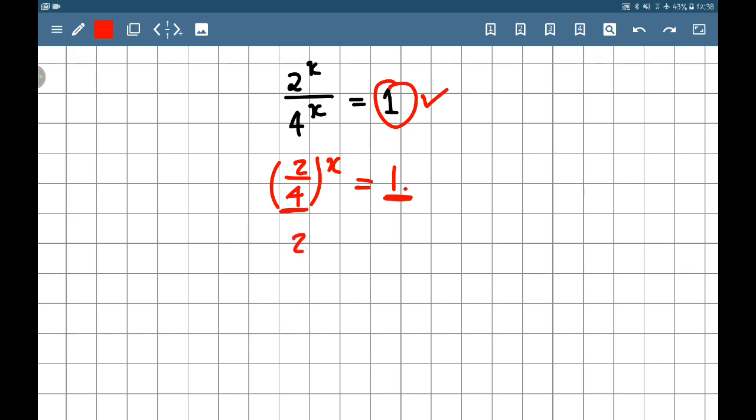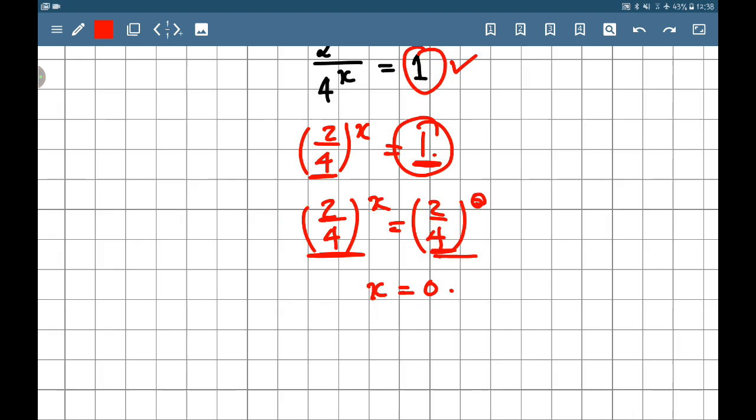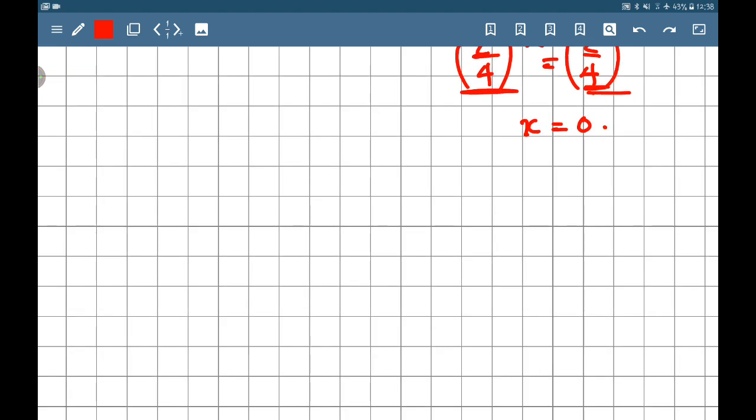So this is now going to be 2 over 4 to the power x is equal to 2 over 4 all to the power 0. Because now the bases are the same, but you never change the expression. You just rewrote it in exponential form. So now that the bases are the same, you can equate the exponents. Oh. So whenever there's a 1, we just make the bases the same.